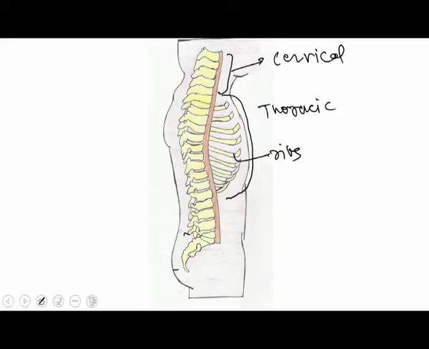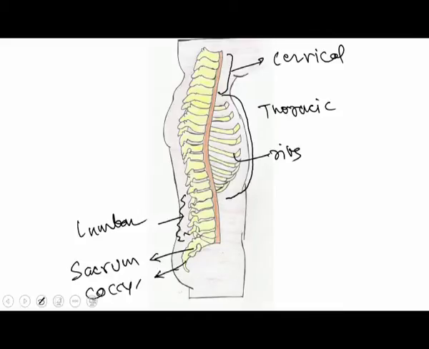So thoracic vertebrae are the vertebrae which give attachment to the ribs, and just below the thoracic vertebrae we have the area called lumbar. The lumbar region forms the wall of the abdomen, on the back side. Just below the lumbar we have the sacrum, and just below the sacrum we have the coccyx, sometimes called the coccygeal vertebrae.